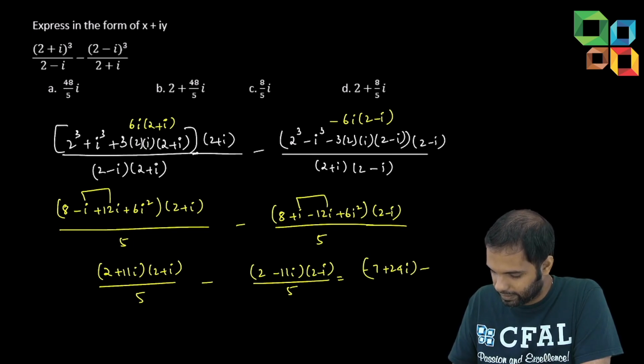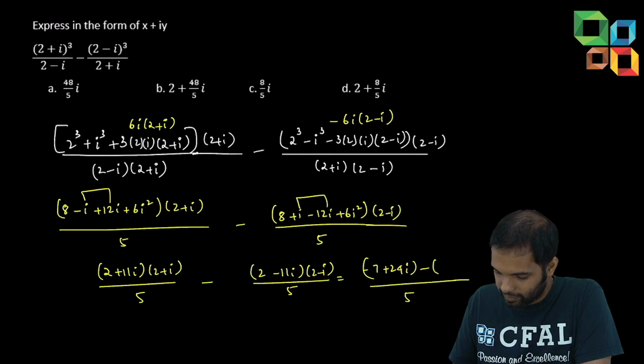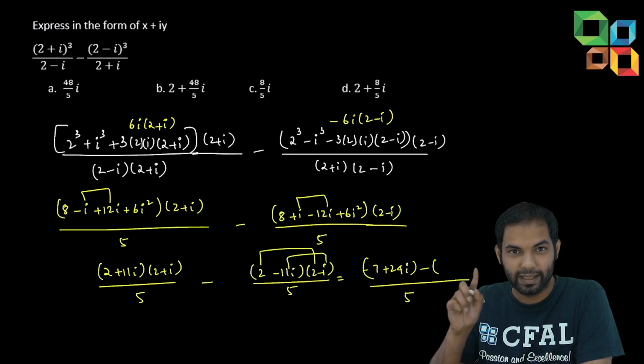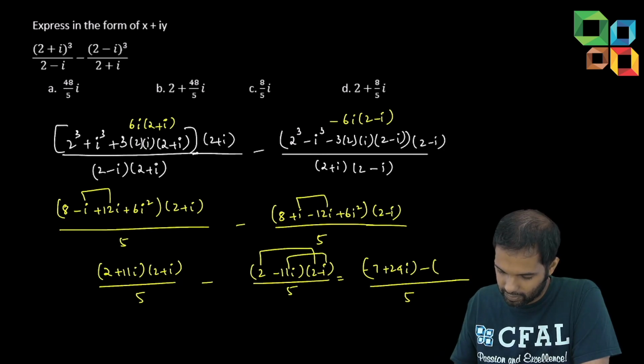So minus, because the denominator is same, I'm directly going to do that. So minus 2 into 2 is 4. 11i into 11i is 11i square. So it is 4 minus 11. Okay. So again, the same thing you're going to get, minus 7.